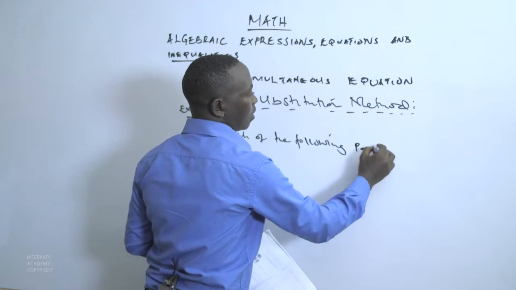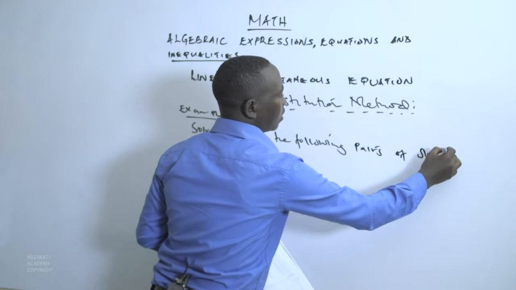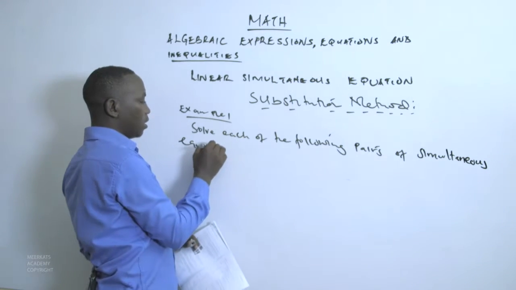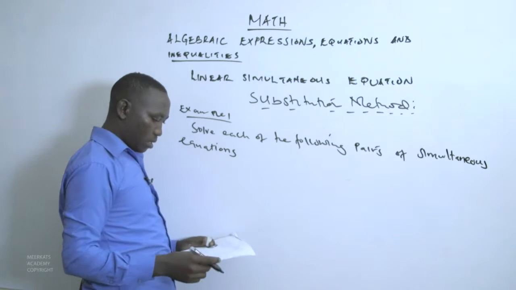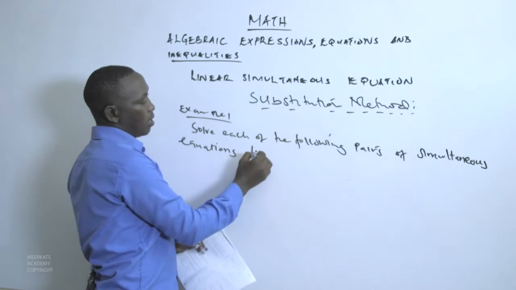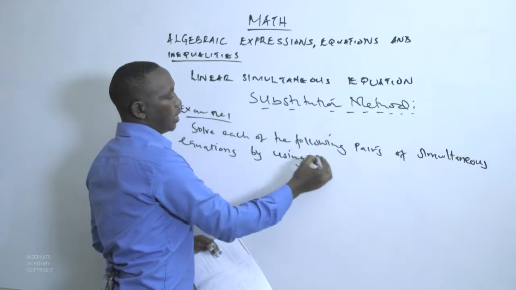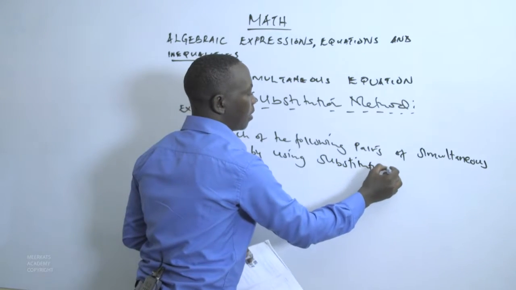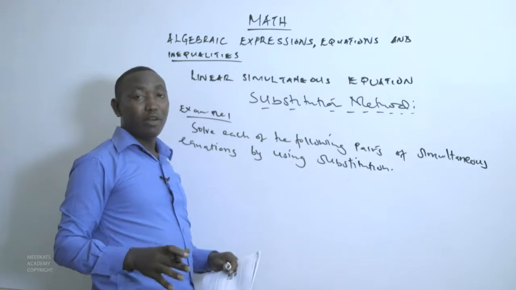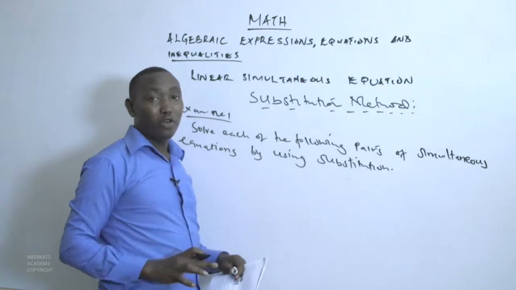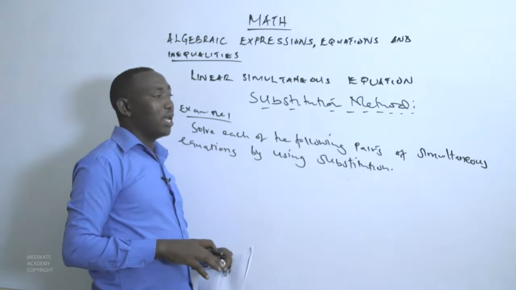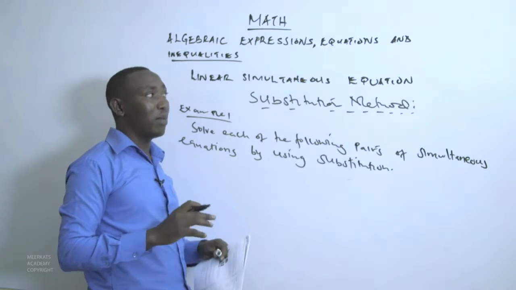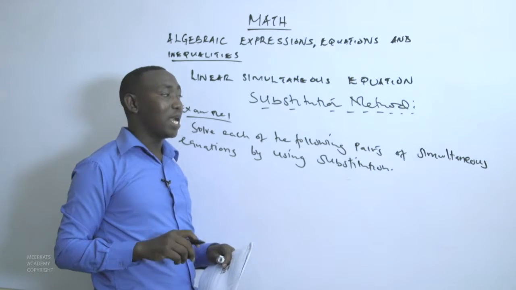Pairs of simultaneous equations by using substitution. Now it's very important for you to note the kind of method you have been asked to use, because every question will direct you on which method you're going to use to solve a particular pair of simultaneous equations.